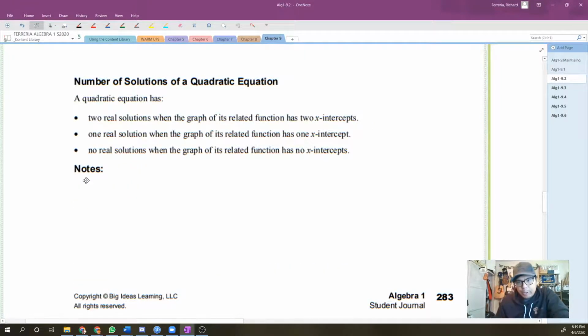Now, this might be the first time we're seeing this, but there are 3 situations that could arise here. Number 1, and probably the most ideal situation, is if the parabola goes through the x-axis 2 times. If that's the case, there are 2 solutions. If the curve doesn't actually go through the x-axis, it just touches the x-axis at the vertex, then there's only going to be one solution. And if the curve is way too high or way too low, so it has no x-intercepts, then there are no solutions.